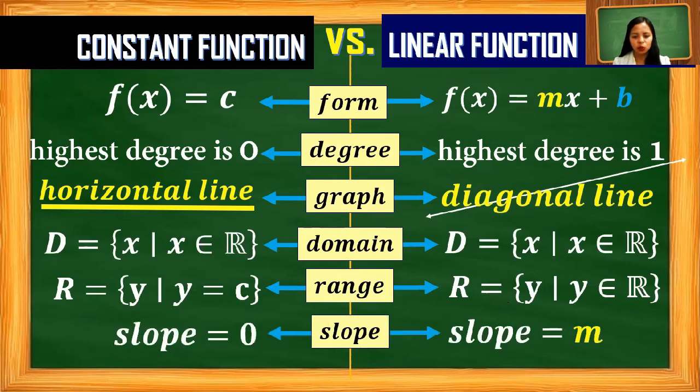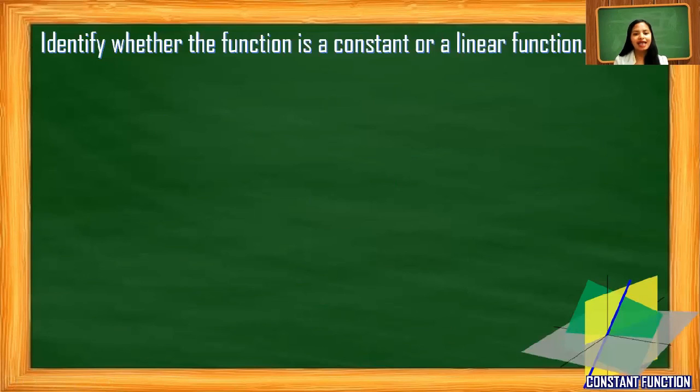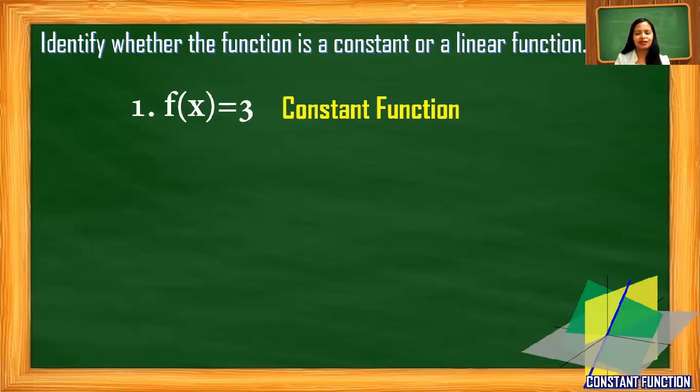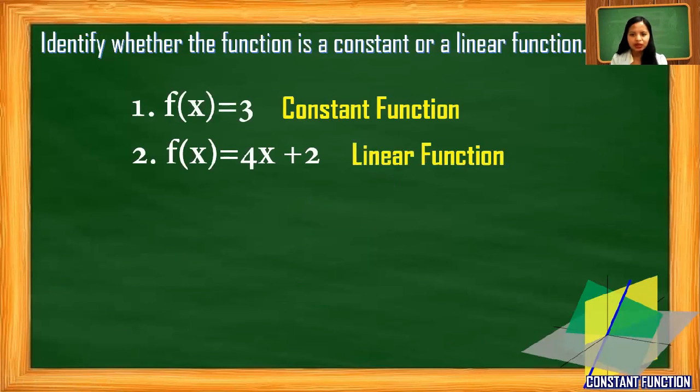Another one is the slope. The slope of a constant function is 0, while the slope of a linear function differs from the given function. Now, let's have an exercise. Identify whether the function is a constant or linear function. Number 1, f of x is equal to 3. You're right, that is a constant function. How about this one? f of x is equal to 4x plus 2. Very good. That is a linear function.